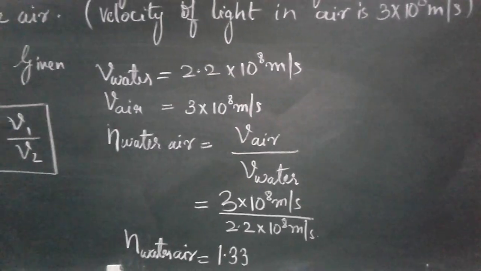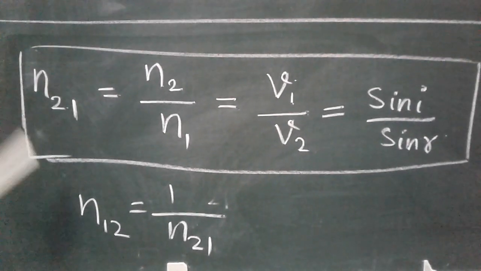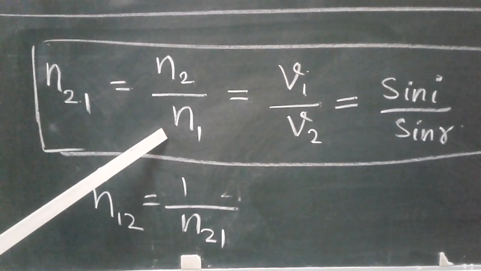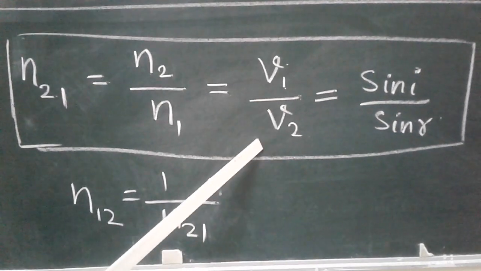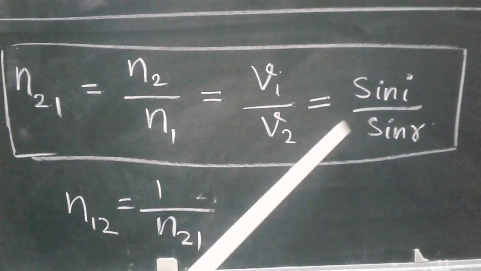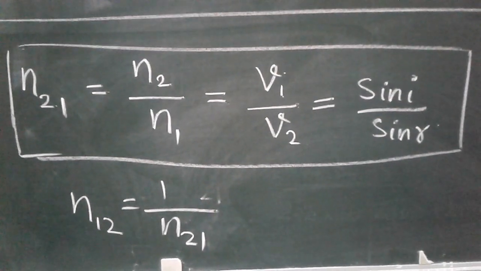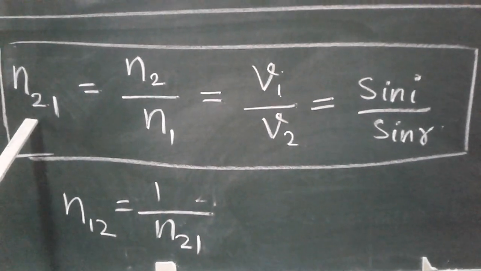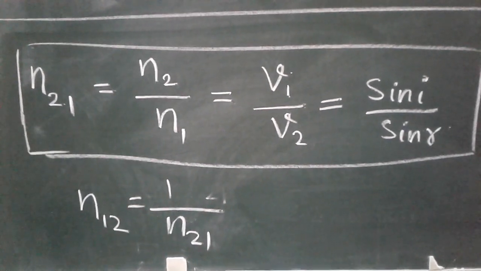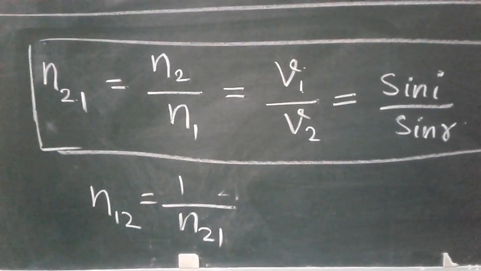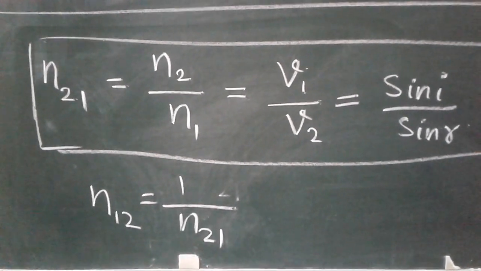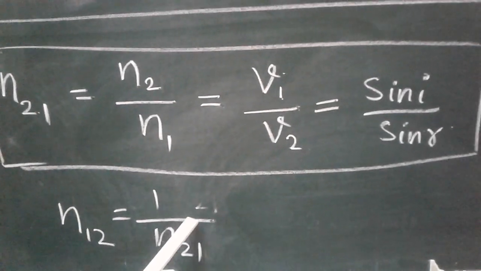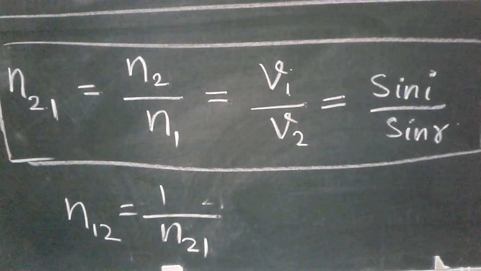So today we have learned that there are 3 formulas to calculate refractive index: with the help of the refractive indices themselves, with the help of the velocity of light in the two mediums, or with the help of the angles formed in medium 1 and medium 2. Apart from this, it may arise in your mind how we can calculate the refractive index of the first with respect to the second. In that condition, we can take the reciprocal of it. Suppose you have to find the refractive index of the first with respect to the second. This can be calculated by taking the reciprocal of the second with respect to the first.